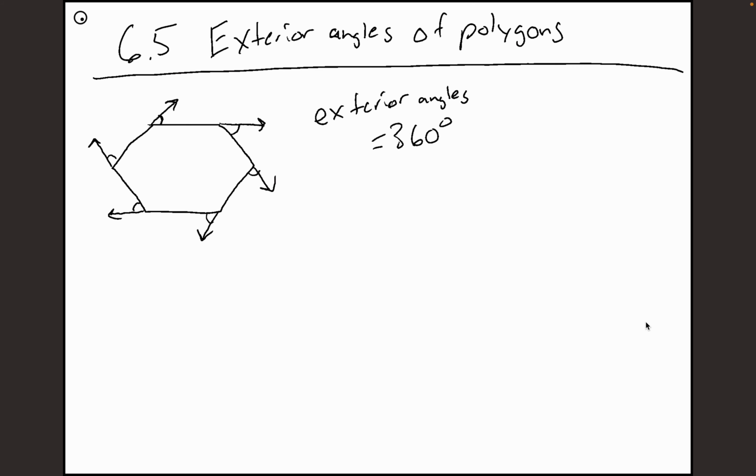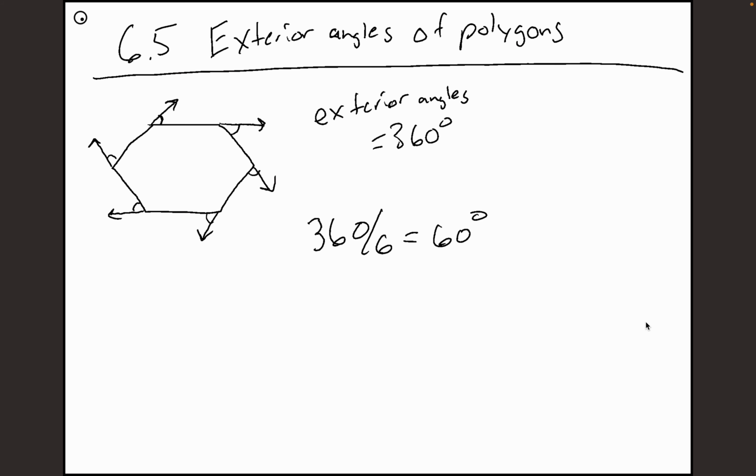Now, what if I said I have a regular hexagon? What is each individual angle going to equal? How am I going to solve for that? 360 divided by 6. Because if it's regular, they're all going to be the same value. So what's 360 divided by 6? 60 degrees. So each angle would equal 60 degrees.